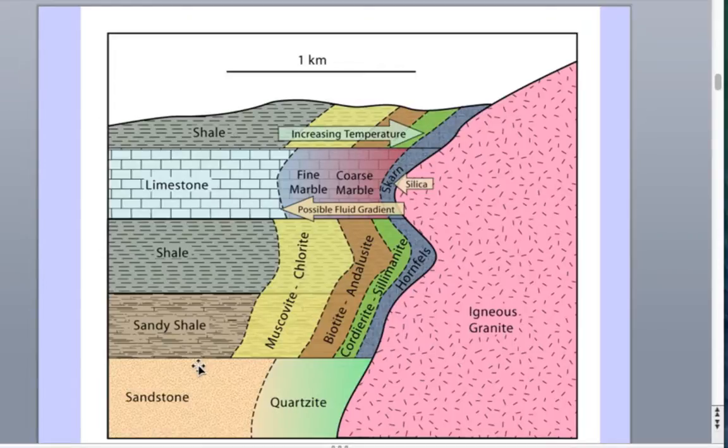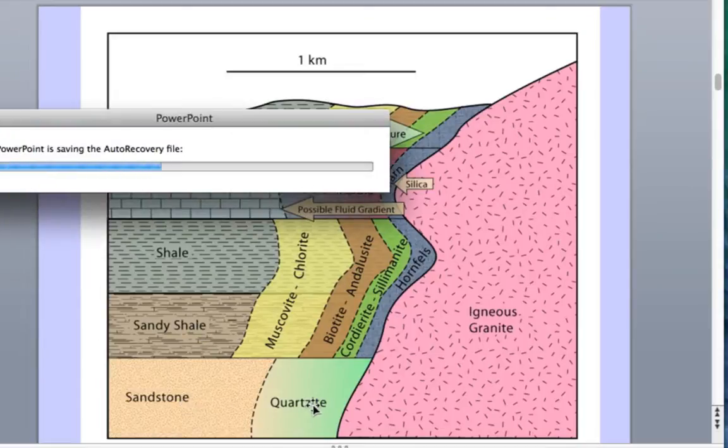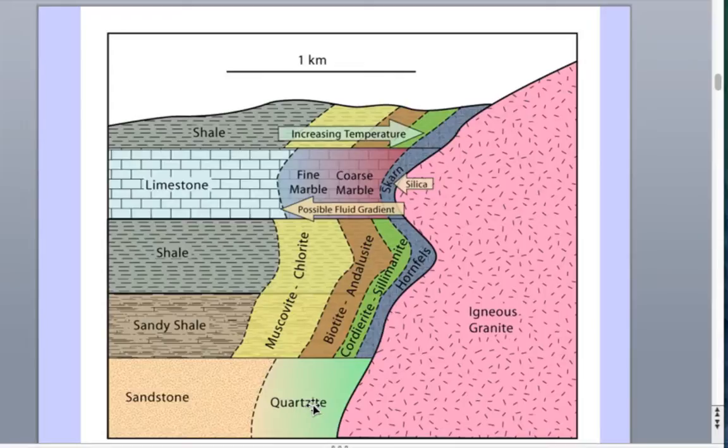But one thing that you'll notice is that we're going to make different metamorphic rocks because we have different source rocks or different protoliths, right? So when we're looking at a sandstone, we're going to make a quartzite, right? We make a quartzite, and quartzites can occur in both regional or contact metamorphism.